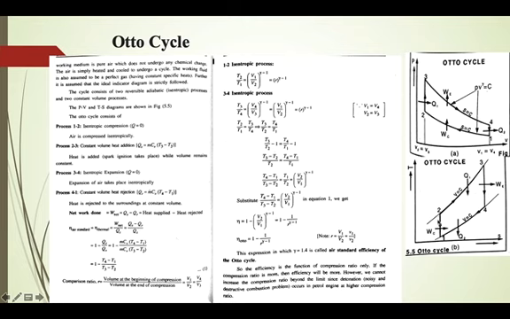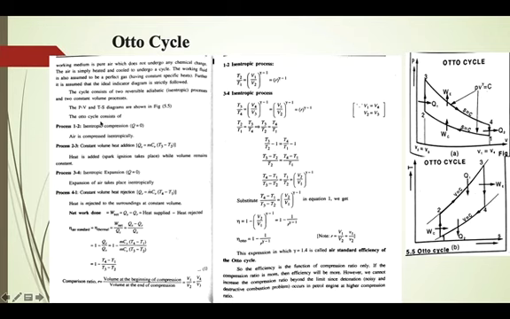1 to 2 is reversible adiabatic compression. Reversible adiabatic is also an isentropic process, therefore it's a vertical line on the TS diagram. 2 to 3 is a constant volume heat addition process, Q1 amount of heat is added. 3 to 4 is a reversible adiabatic expansion process. Since reversible adiabatic is also isentropic, it is a vertical line on the TS diagram. And 4 to 1 is a constant volume heat rejection process, where Q2 amount of heat is rejected out.